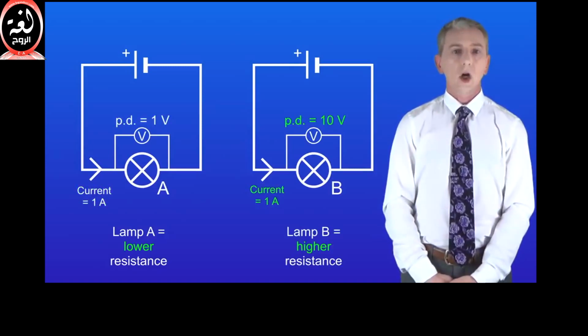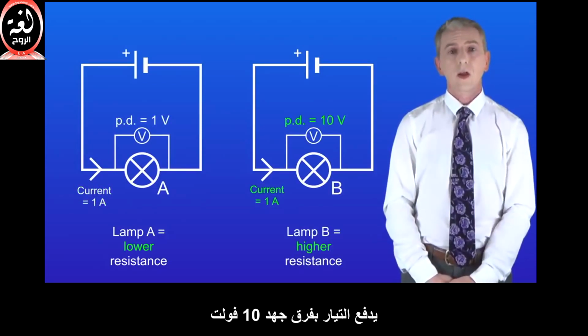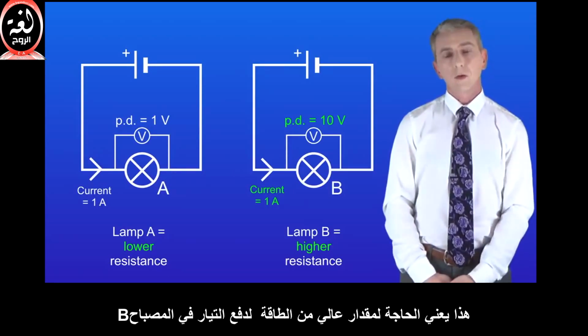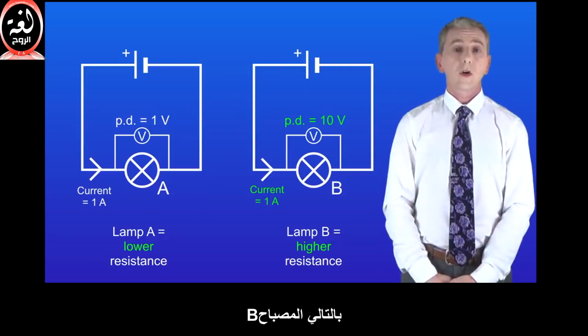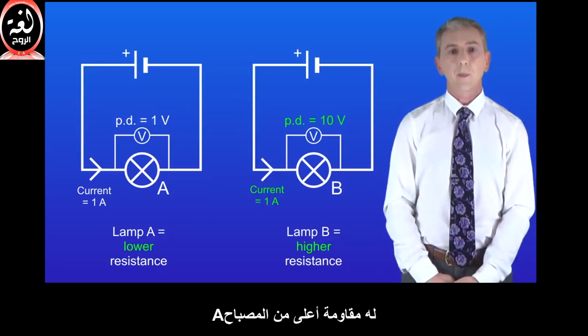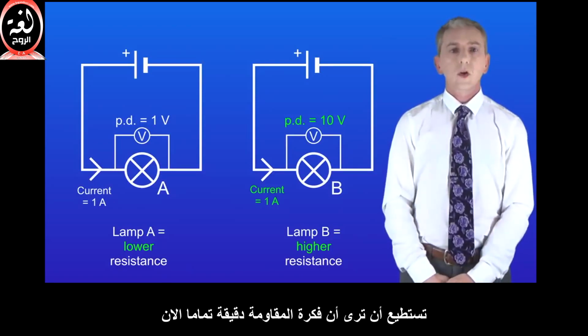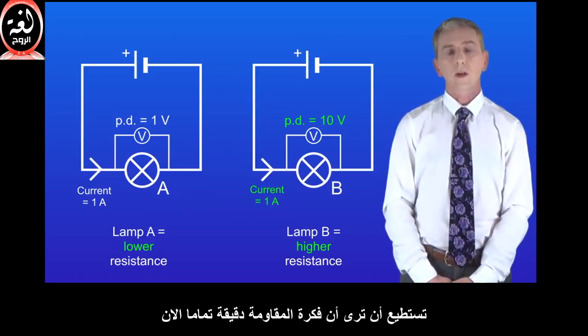In lamp B, the current's being driven by 10 volts. This means that a relatively large amount of energy is needed to drive the current through lamp B. Therefore, lamp B has a higher resistance than lamp A. It simply takes more energy to drive the current through lamp B. So can you see that the idea of resistance is actually fairly straightforward?